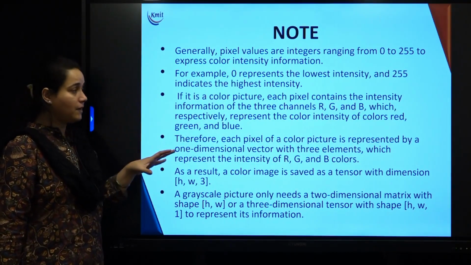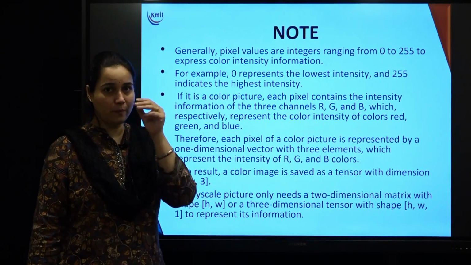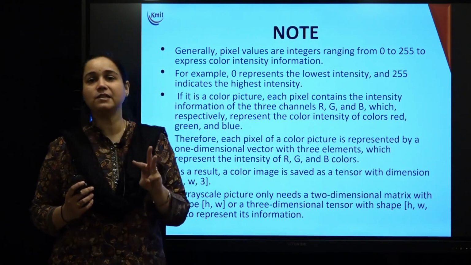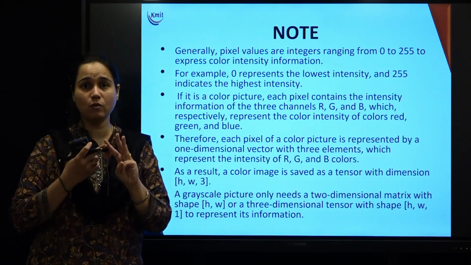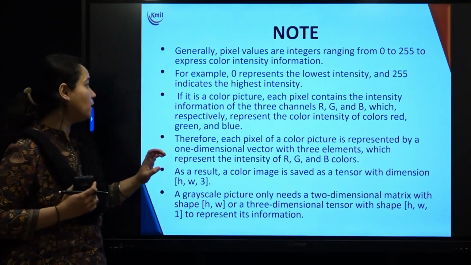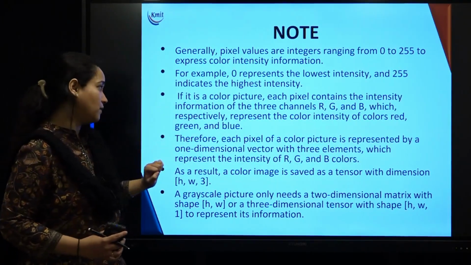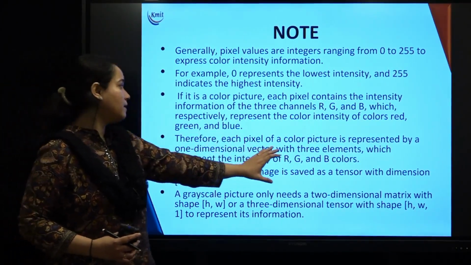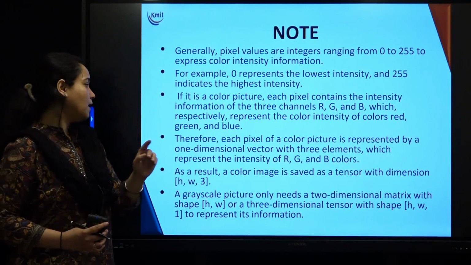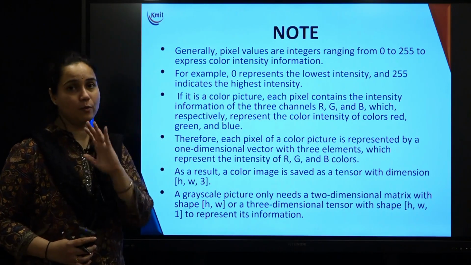If it is a color picture, then each pixel contains the intensity information of 3 channels. Primary colors are 3, red, green and blue. So if it is a color image, then you will have 3 channels associated with red color, green color and blue color, and the intensity of each color will again range from 0 to 255. These represent the color intensity of red, green and blue. So this was about color image. Each pixel of a color image is represented by a one-dimensional vector with 3 elements, and these 3 elements represent the intensity of the colors red, green and blue respectively.